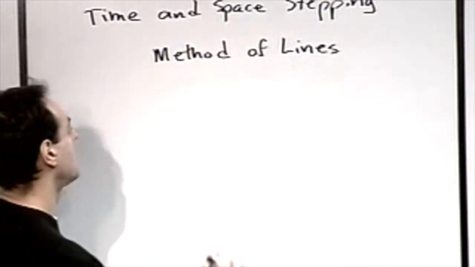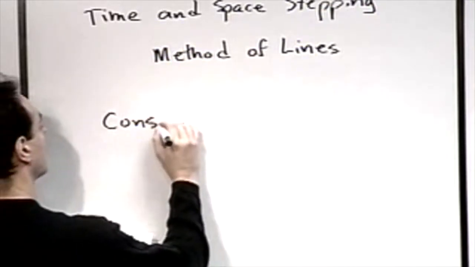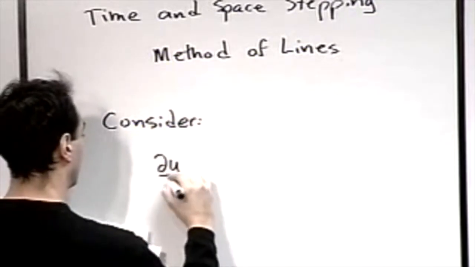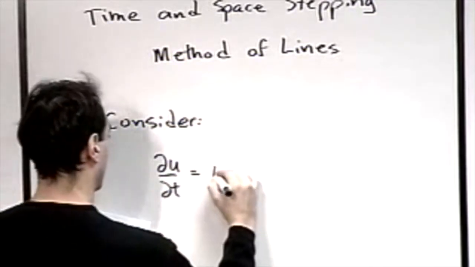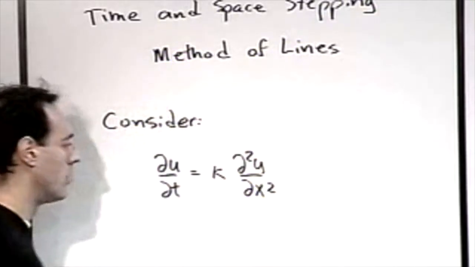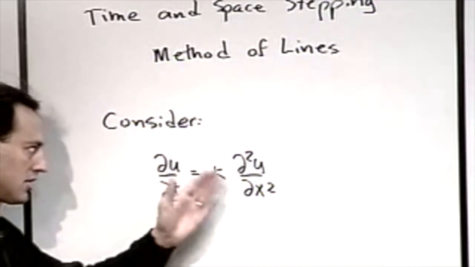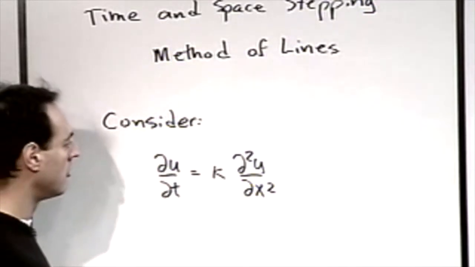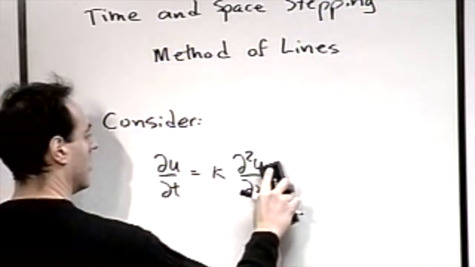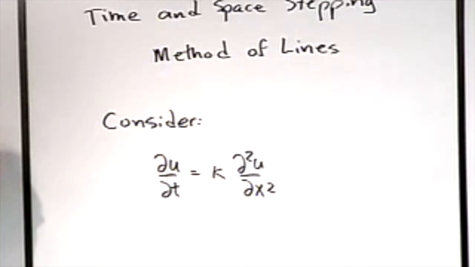All right, so basic time stepping schemes. So let's consider a simple example. The heat equation: du/dt equals some constant k times d²u/dx², and that's a u, not a y. So let me take off that tail. Got a little long. Okay.